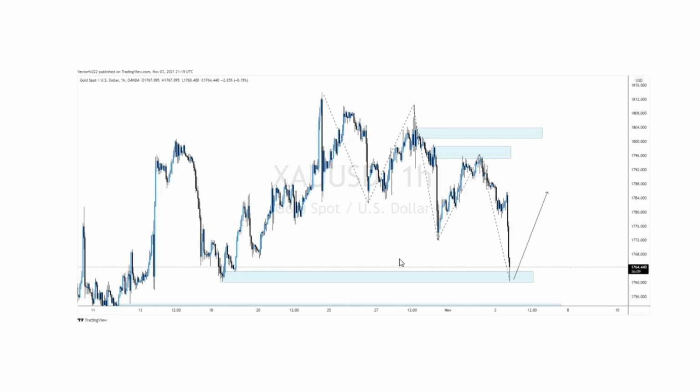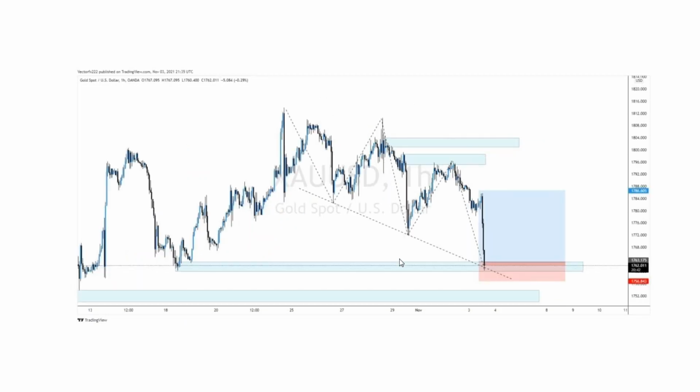Okay, so we took our trade here, and this trade was actually given in our VIP channel. I think it was given in our free channel too. So we took our entry here on this trade here.